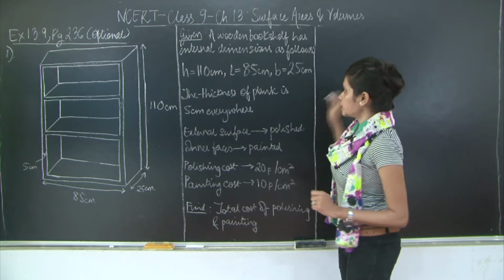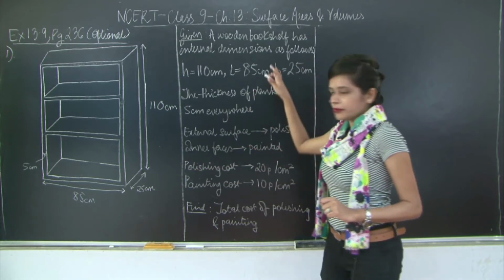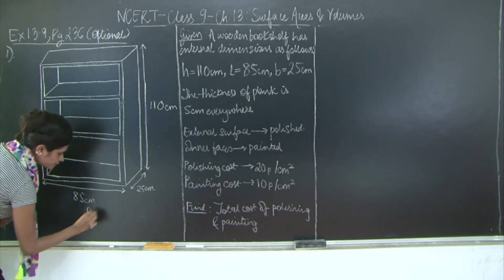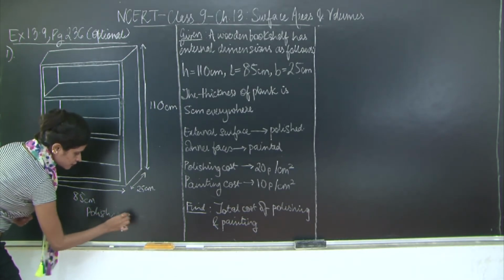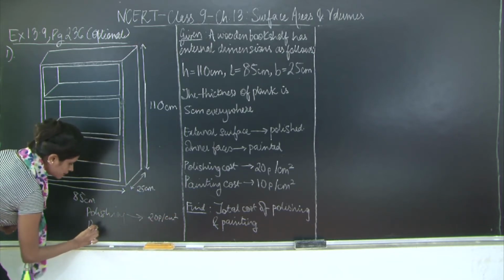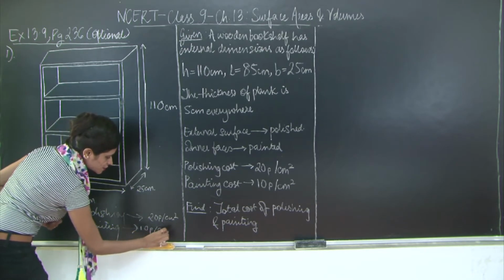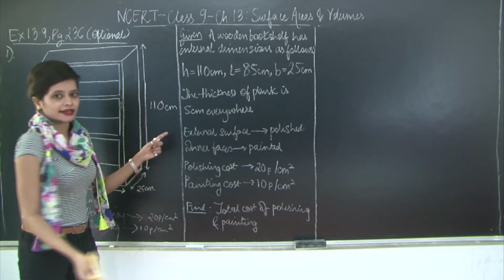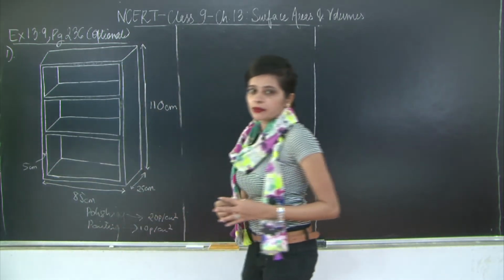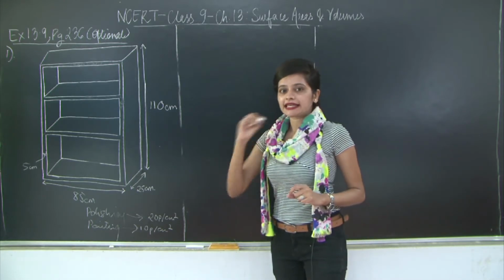What I'm going to do is, we just have one section of the board left, so I'm just going to write this section just below there and I'll erase this side of the board. So I'll say polishing is 20 paise per centimeter square and painting is 10 paise per centimeter square. So what I'll do is I'll erase this section now. Okay, so what are the two things that we need to find? We need to find the external surface area and the internal surface area. So we are going to start with the external surface area.